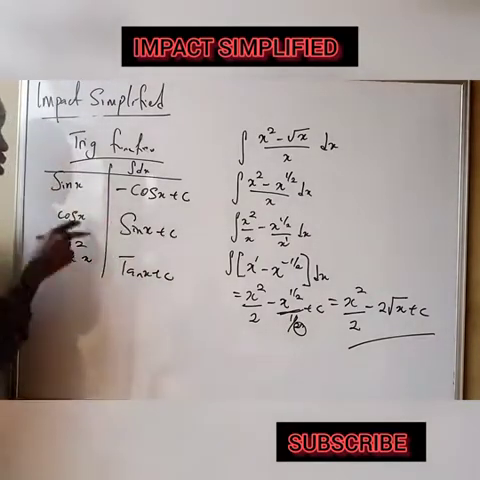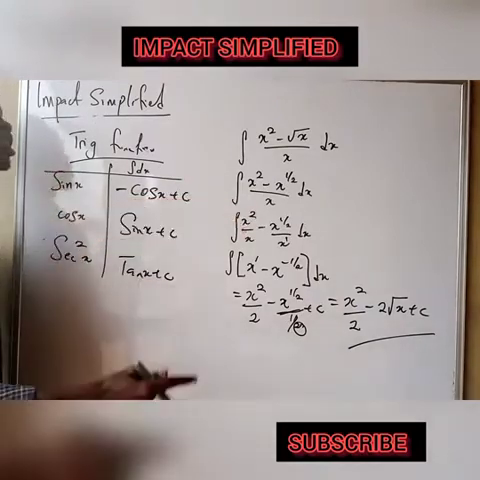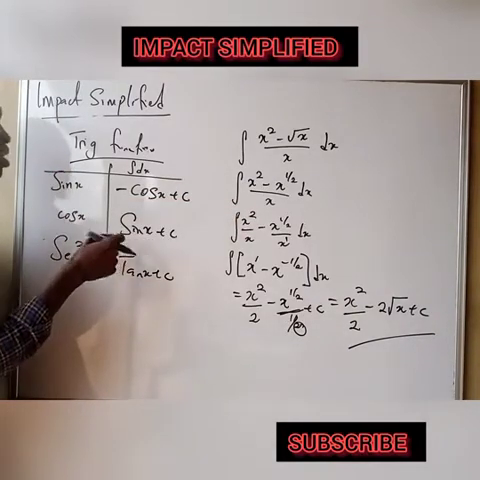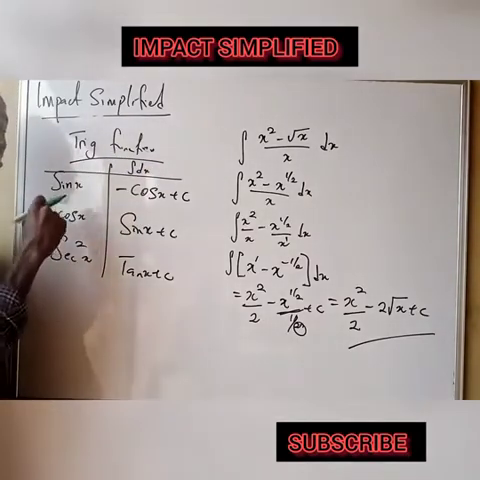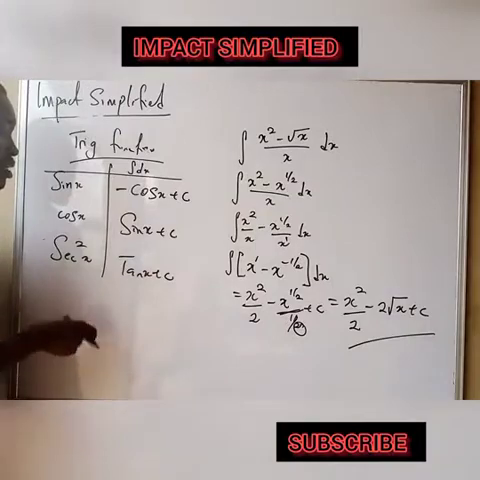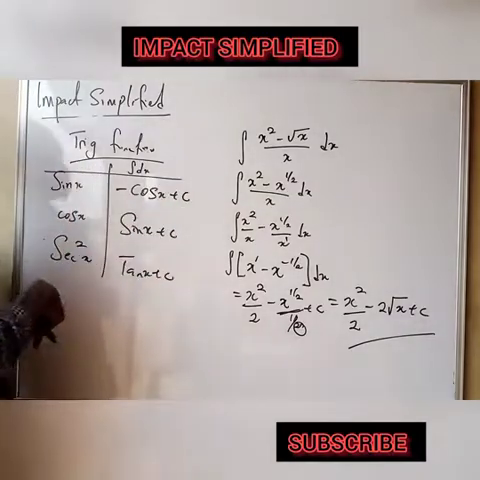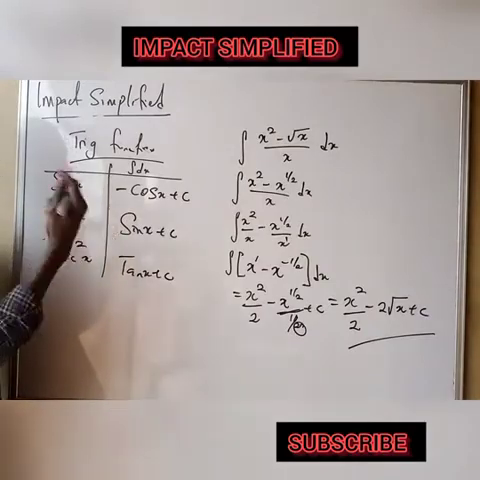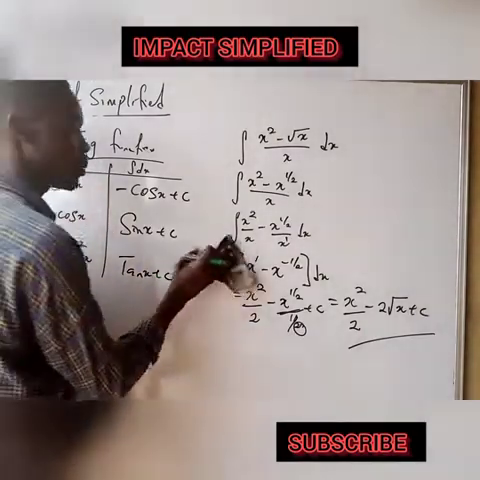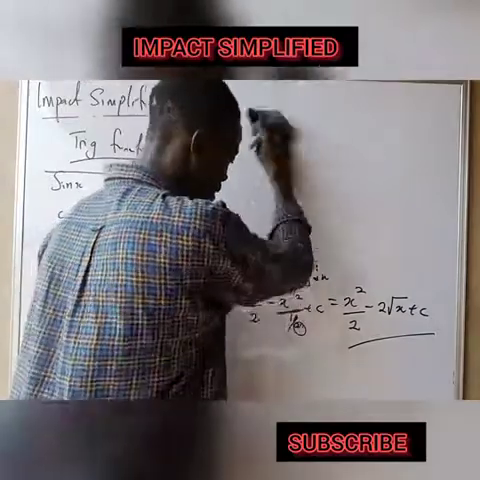Don't mix it up. Don't forget, anytime you are differentiating sine, it will give us cos. Anytime you are differentiating cos, it will give us what? It will give us minus sin x. And anytime you are differentiating tan, it will give us what? Sec squared x. But what we have under integral is different from differential. Please don't mix it up.